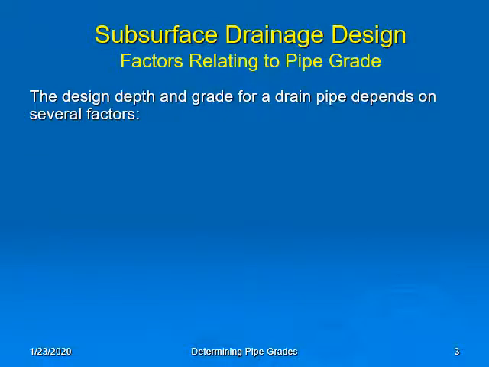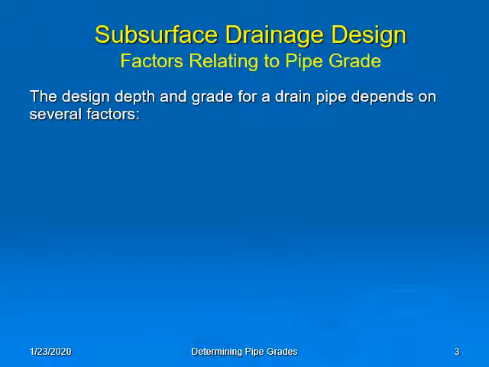Unless we have a site with uniform slopes, the final grade on the pipe will depend on several factors. We will list these factors here, then describe them in more detail in the following slides. Finally, we will illustrate the process of selecting a pipe grade with an example.